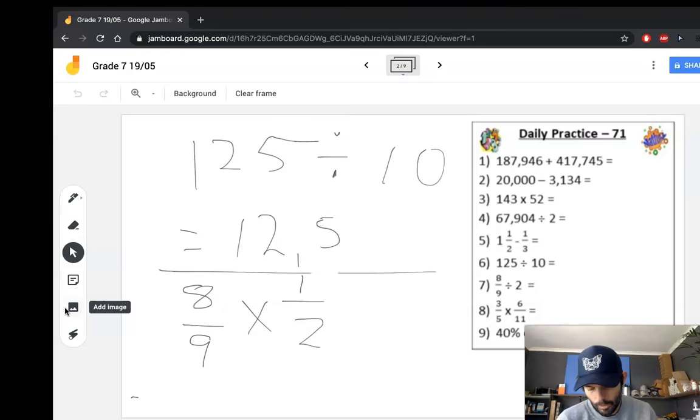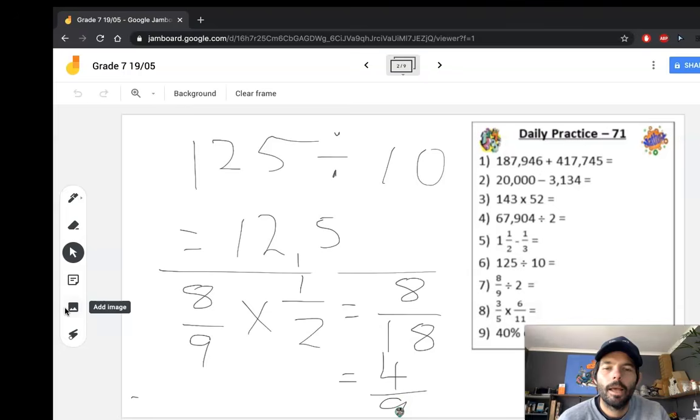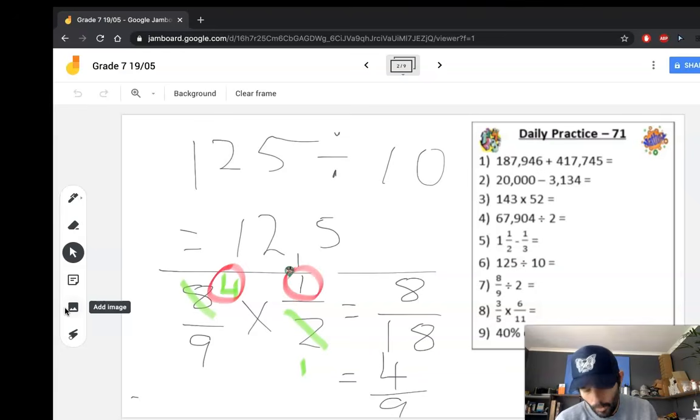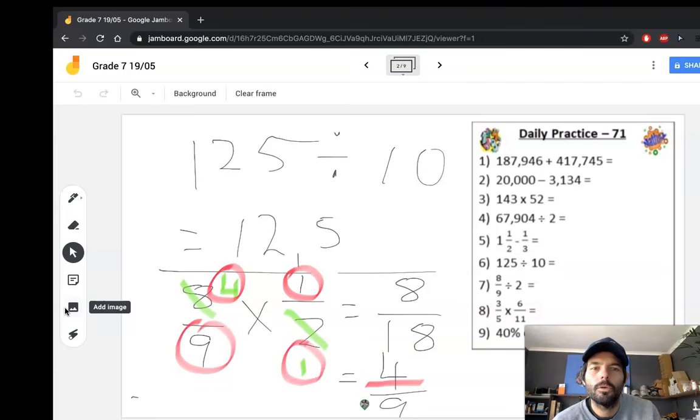Now we've got 8 times 1 is 8, and 2 times 9 is 18, and that simplifies to 4 over 9. We can divide both 8 and 18 by 2. Alternatively, you could have said that 2 goes into 2 once and into 8 4 times, and now you can see in your numerator you've got 4 multiplied by 1, which gives you 4, and you've got 9 multiplied by 1, which gives you your 9 as your denominator in the answer.